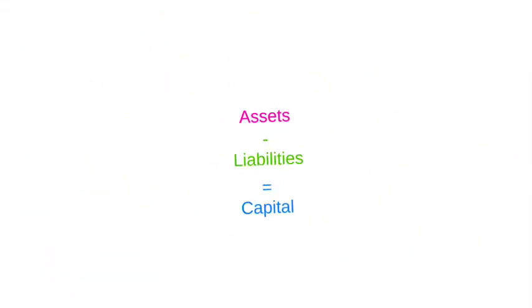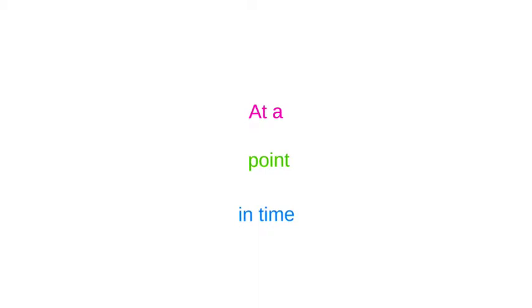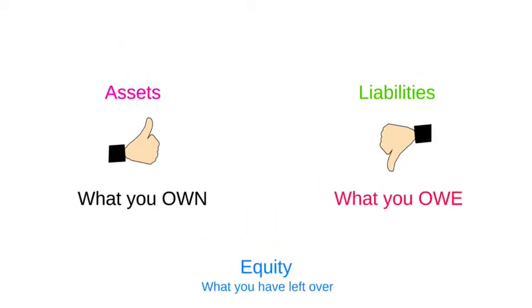Your balance sheet is really powerful. It's a representation of your assets less your liabilities, and this equals your capital, which you may have heard referred to as equity. And these are reported at a given point in time. It's a summary of every item your business owns, less every item that your business owes. And essentially your equity is what you have left over. This is the value of your business.